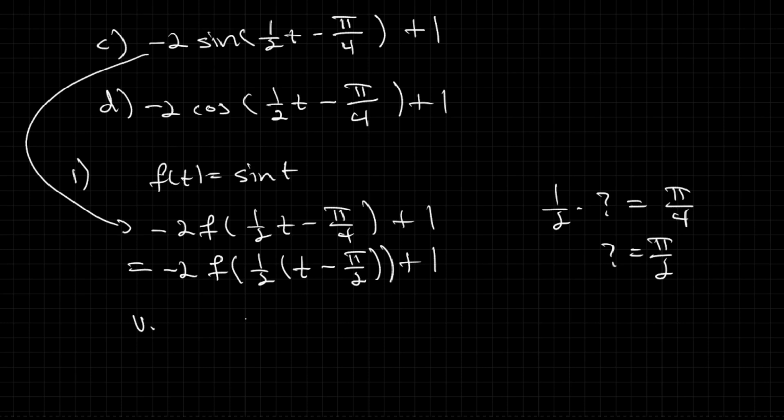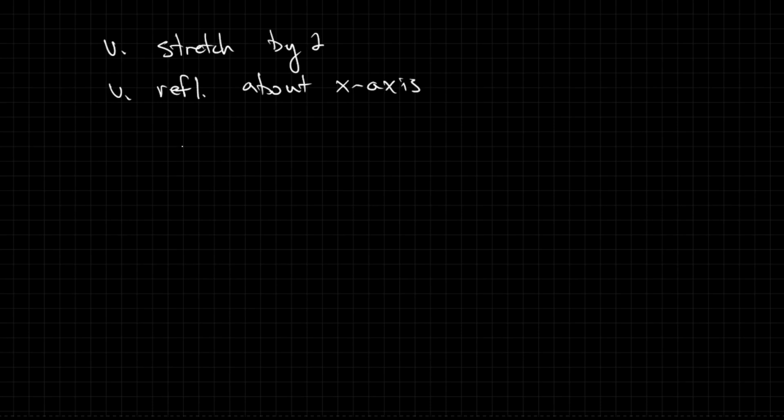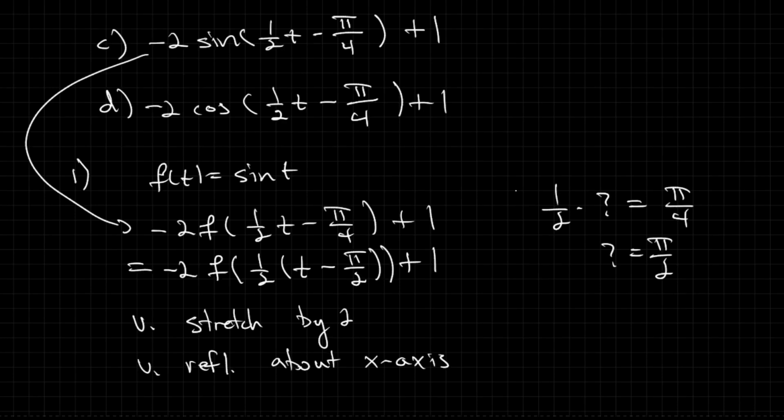We have a vertical stretch by 2, a vertical reflection about the x-axis, and we have a vertical shift up by 1. If I remember right, yep, we have plus 1 here.